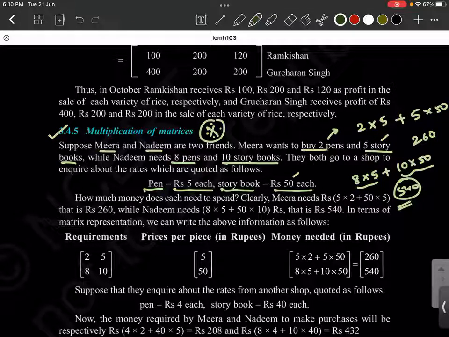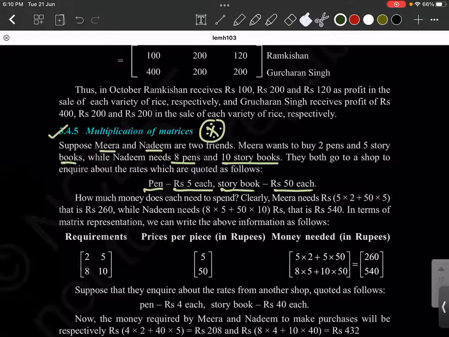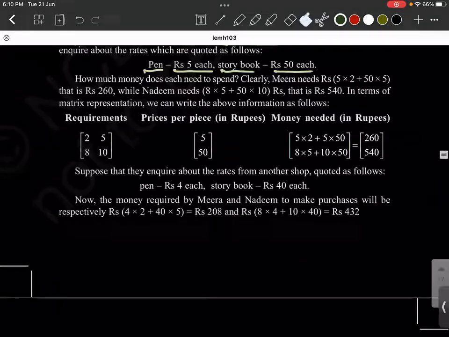Here a statement is given to us, and we have converted it into a linear combination. I've taken the number of pens that are needed, multiplied with the cost of each pen, plus the number of storybooks multiplied with the cost of each storybook. But how will you be able to convert the same thing with the help of a matrix? For that, we can put a matrix called the requirement matrix, where I will write 2, 5, 8, 10.